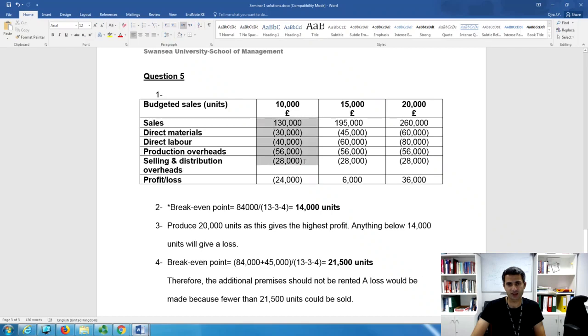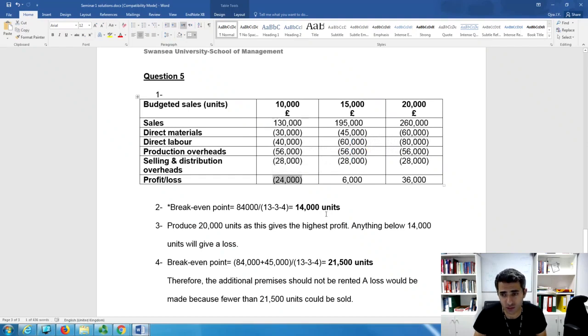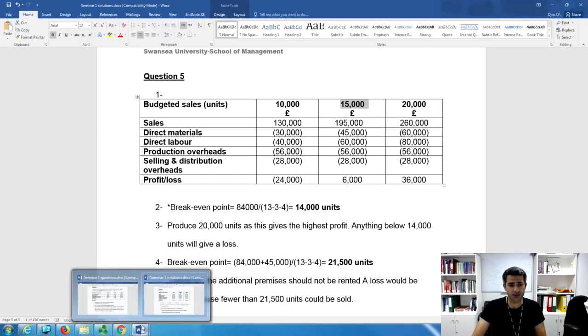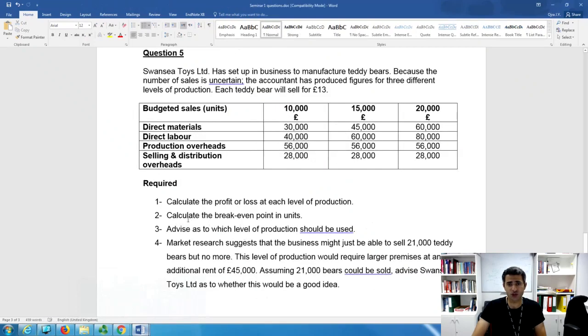If you minus all these costs, you should be able to find minus £24,000, and this £24,000 is loss basically. So you need to do the same for level 15,000 units and 20,000 units. For question number 2, they ask you to calculate the break-even point in units.